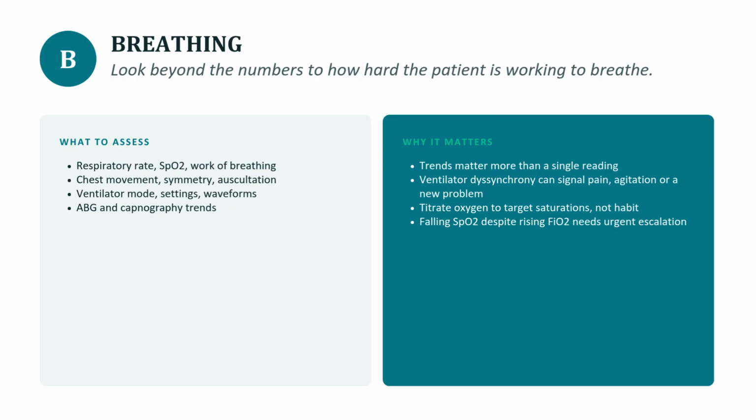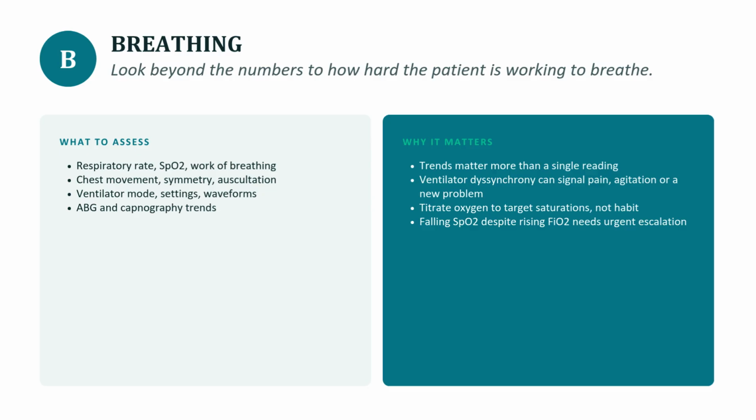B for breathing. Look beyond the numbers to how hard the patient is working to breathe. Assess the respiratory rate, the oxygen saturations, and the work of breathing. The chest movement: is it symmetrical? Listen to the patient's lungs if you're trained to do so. Listen for any added sounds, any wheeze or rhonchi.